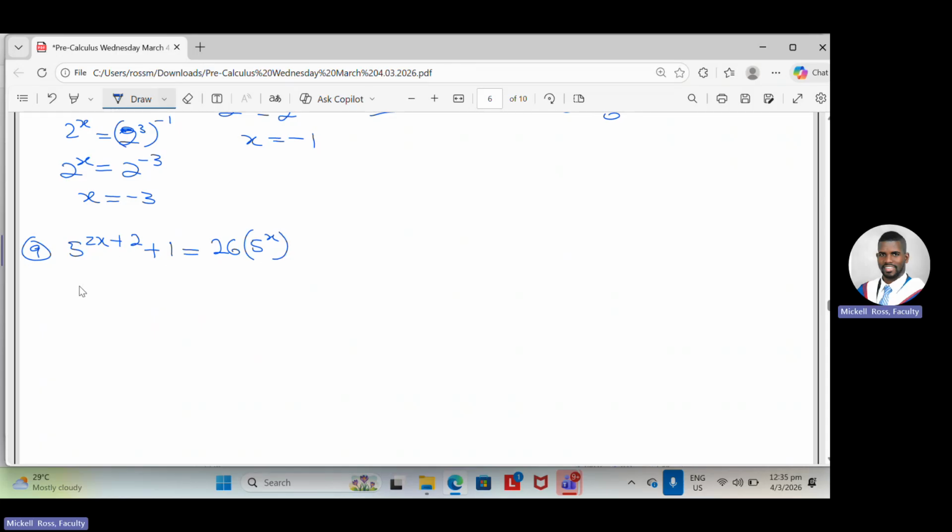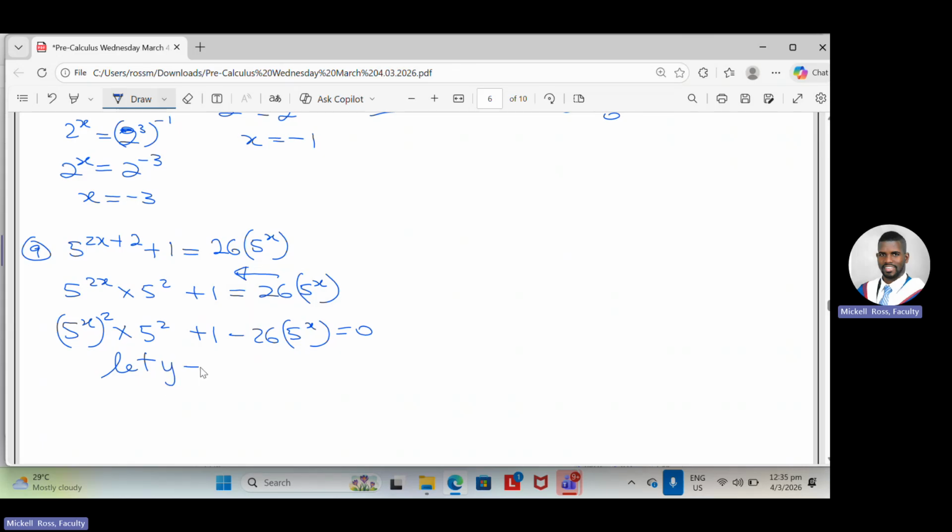All right, so let's simplify this. We can write it as 5 to the 2x times 5 squared plus 1 equals 26, 5 to the x. This part we can rewrite as 5 to the x squared times 5 squared plus 1. Let's carry this over. It's going to be minus 26, 5 to the x equal to 0.